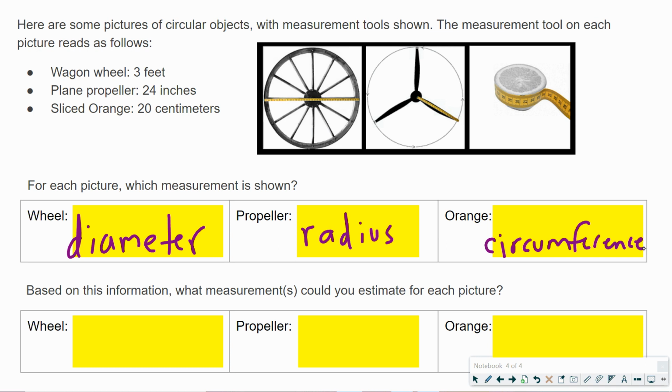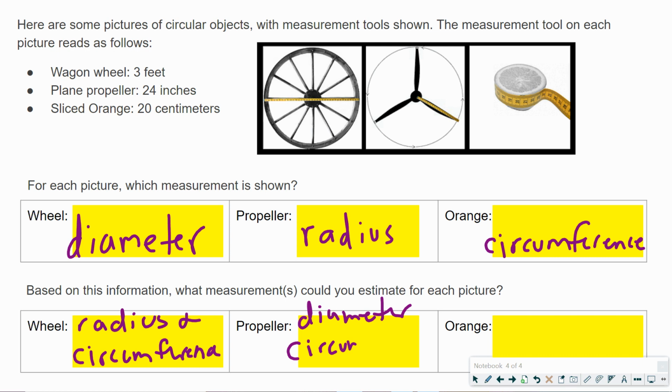All right, based on this information, what measurement could you estimate for each picture? So basically in the wheel, I know the diameter, so I can use that to find the radius and circumference. For the propeller, I have the radius, I can find the diameter and also the circumference. The orange, I have the circumference, so I can find the diameter or the radius. I can find both.